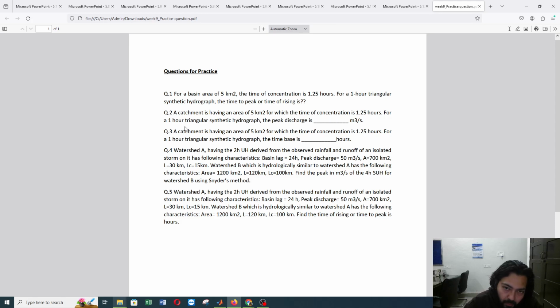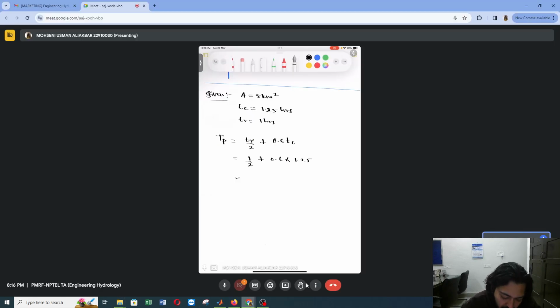For that we know the equation of time to peak: TP equals TR by 2 plus 0.6 times TC, right? We know the value of TR, the duration of rainfall is 1 hour, so 1 by 2 plus the time of concentration, 1.25 hours. So we know the area, the time of concentration, and the duration of rainfall. We have this formula used to find the time to peak, and all we have to do is substitute the values to get the time to peak.